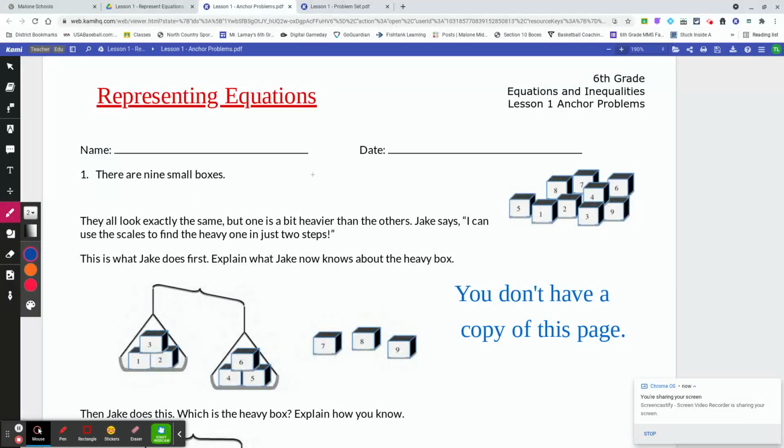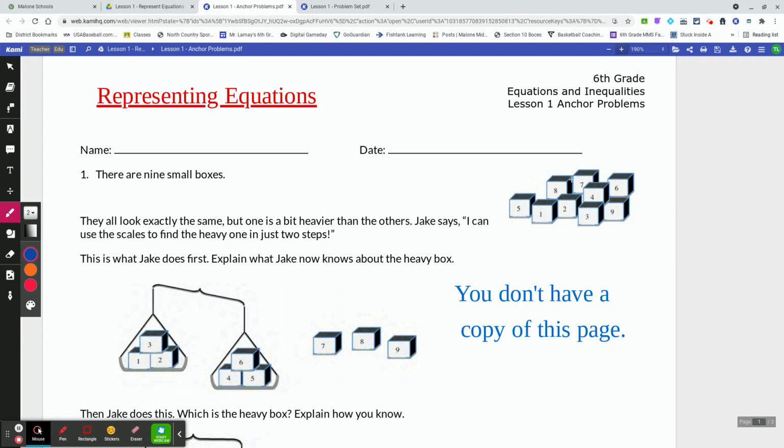All right, we're starting Unit 6, and it's all on equations. And today we're going to represent equations with pictures. So before we do that, we got this little problem here. And notice I put right here in blue, you don't have a copy of this page yet, so you can just follow along with my video right now.